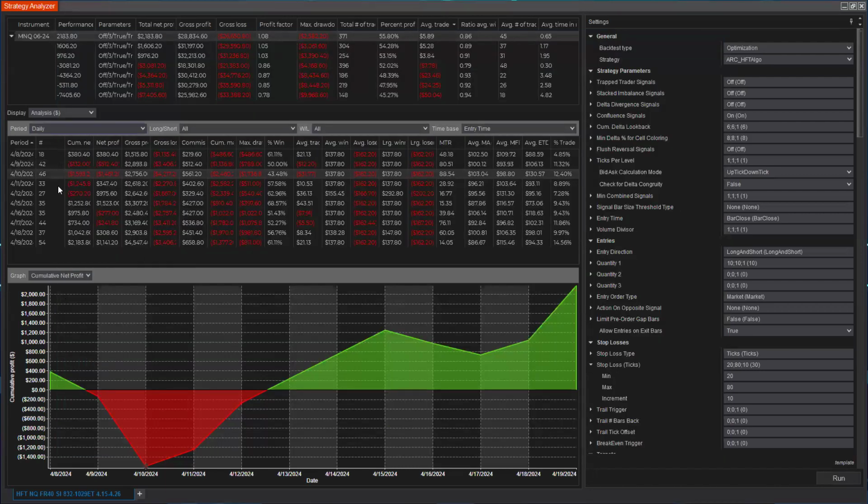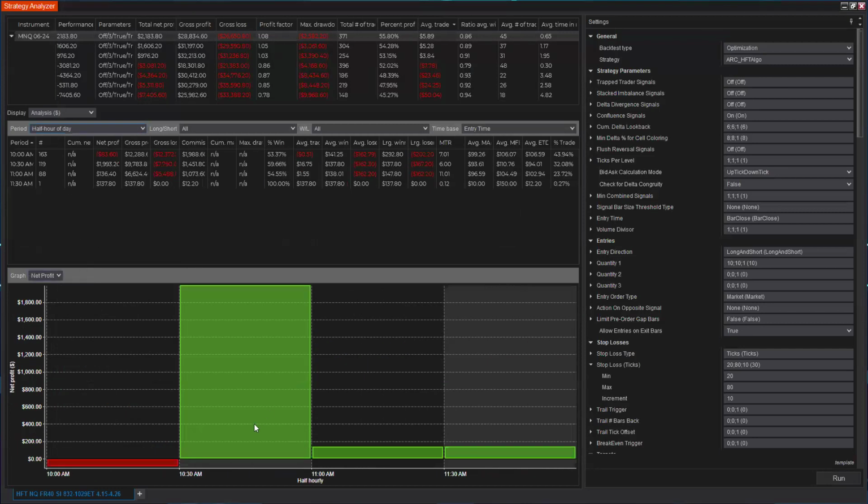Time of day, we're going to look at that now. We could see 10:30 to 11 was the best. Didn't have any profit really on the other time frames, but this one had some pretty decent profit there.